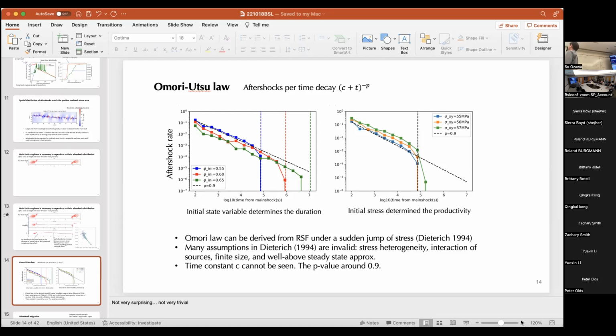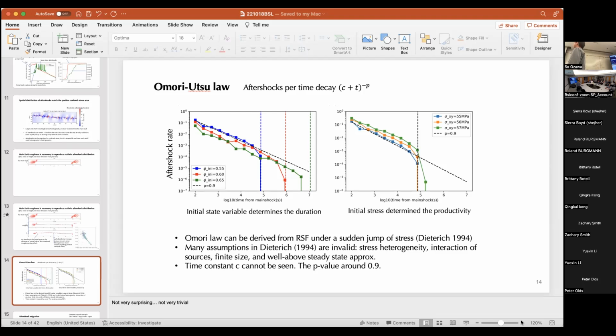But the point I want to argue is that it's not very surprising to obtain Omori's law in this simulation, because Omori's law can be theoretically derived from rate-and-state friction and a sudden jump of stress, which was shown in 1994. But it's not trivial, because many assumptions in the 1994 work are not valid in our simulation, like stress heterogeneity. They assume uniform stress, but we have stress heterogeneity for sure, as well as interaction, finite size, and some approximation in solving the equation analytically. So it's not very trivial.